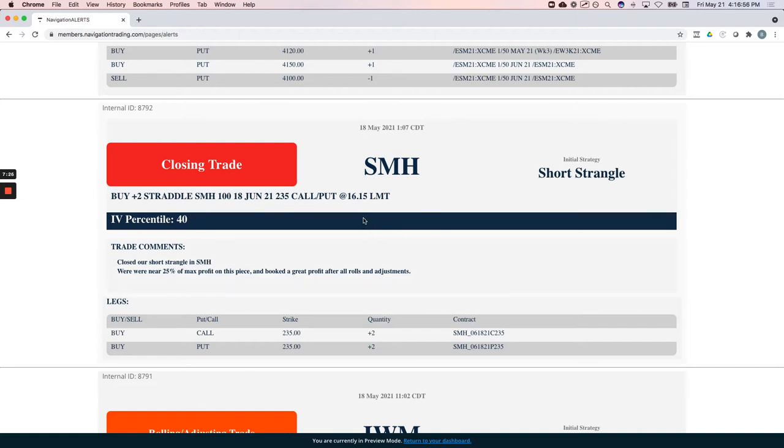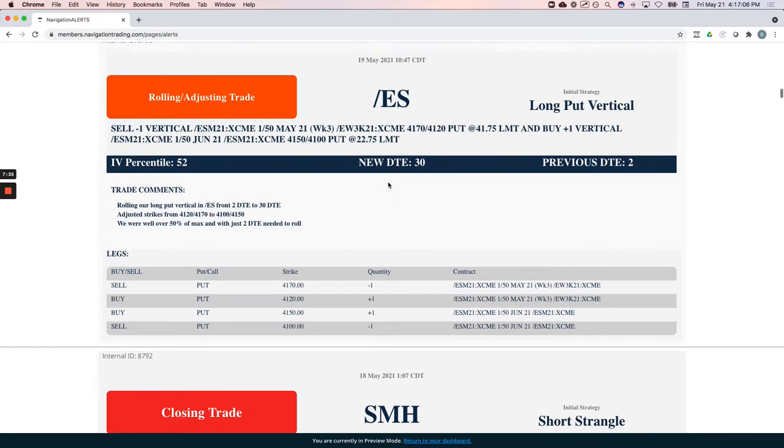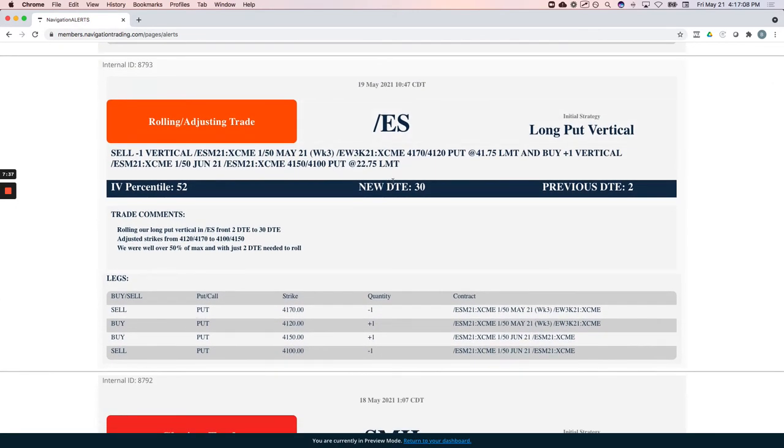So that's part of what freed up a bunch of capital. This was a little bit more of a capital intensive trade. And so we'll be looking to redeploy that capital into new trades over the next week or so.